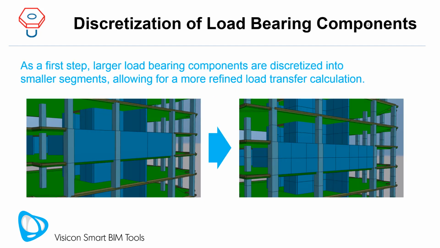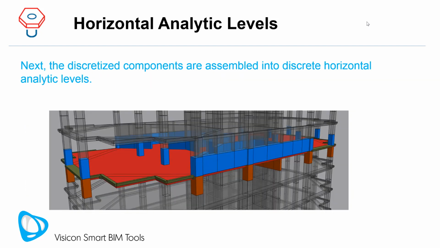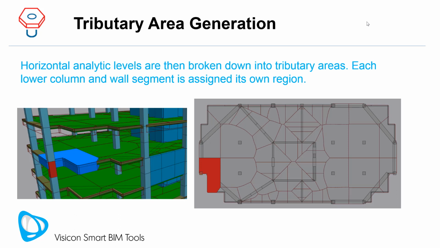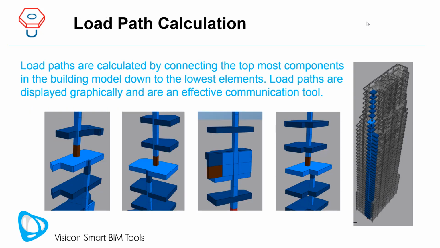As a first step, larger load-bearing components are discretized into smaller segments, allowing for a more refined load transfer calculation. Next, the discretized components are assembled into discrete horizontal analytic levels. Horizontal analytic levels are then broken down into tributary areas. Each lower column and wall segment is assigned its own region. Load paths are calculated by connecting the topmost components in the building model down to the lowest elements.